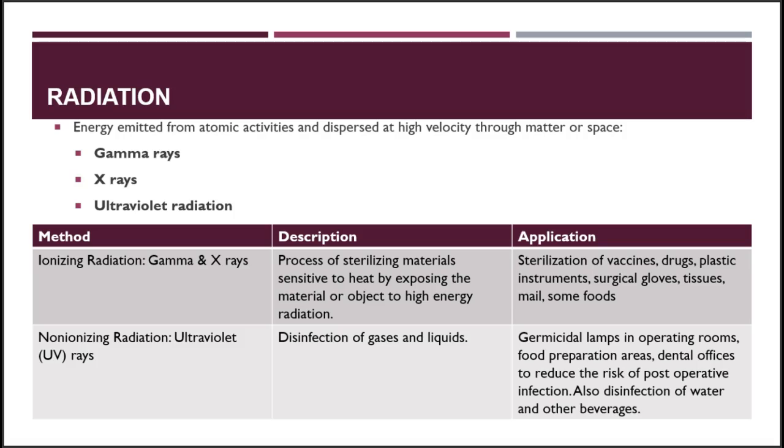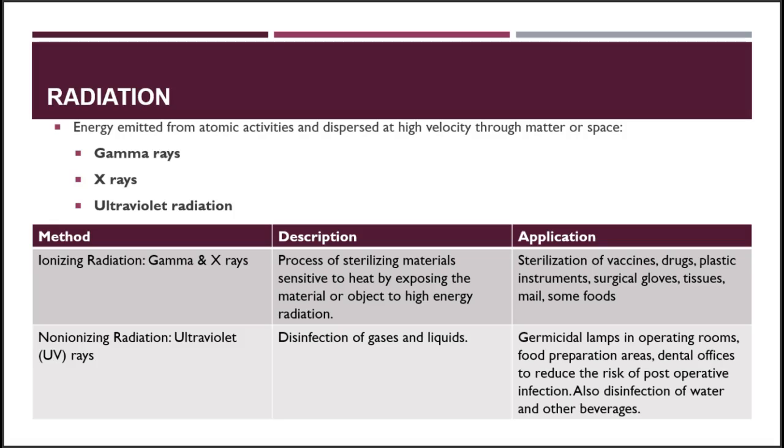Radiation is another physical method that is used to control microorganisms. When we're talking about radiation, we're talking about different wavelengths of light, and depending on the intensity of those rays, we're going to get varying control. So ionizing radiation uses gamma rays and X-rays to control microbial growth, and this actually results in the sterilization of whatever is exposed to that ionizing radiation.